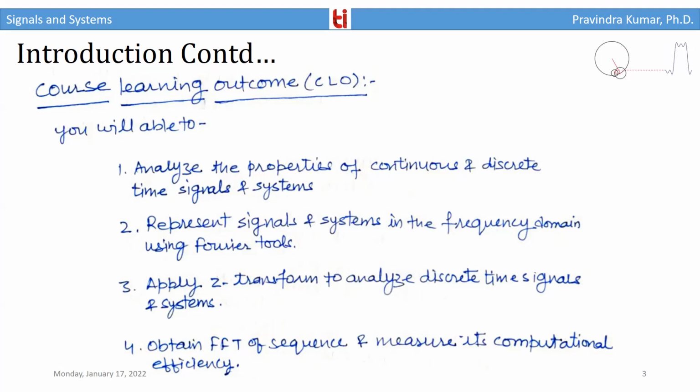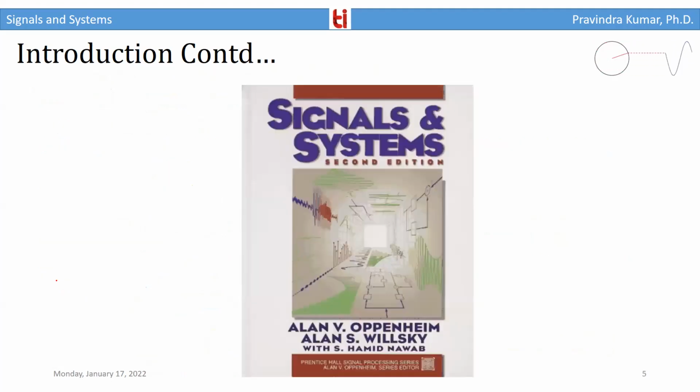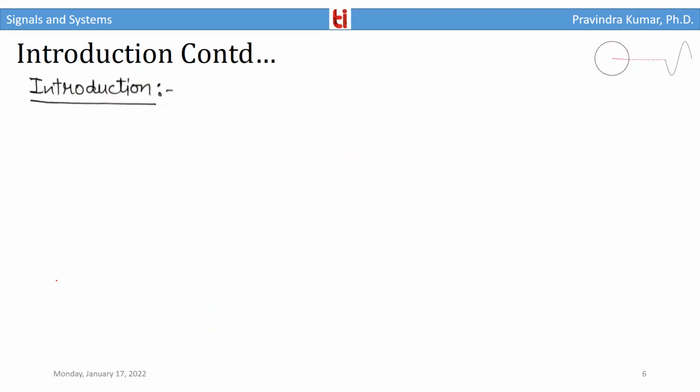Before we start, these are the books we will follow, the textbook and some reference books, B. P. Lathi and A. Papoulis. I think you have also studied these books in the ICT and Oppenheim, and these are different authors. All these books and many more books are there, and we will concentrate only on Oppenheim. So now we'll move to the introduction.